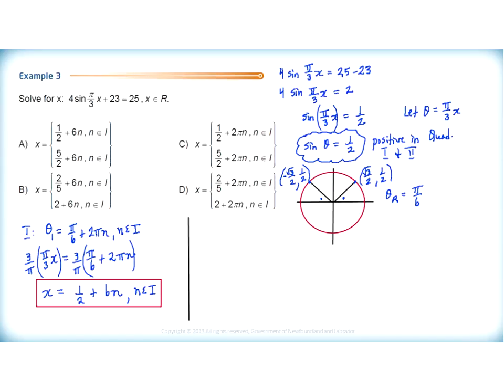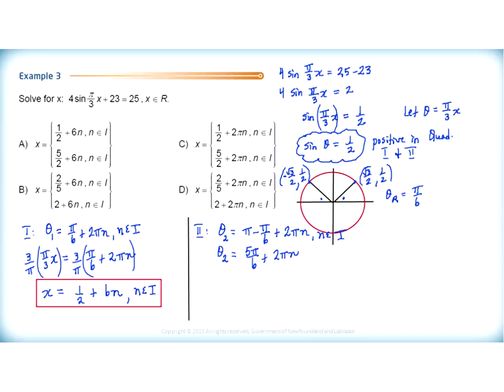Similarly, in quadrant 2, we can determine the second value for theta to equal, that's the same as pi minus the related reference angle, pi over 6. And then we still have to add multiples of 2 pi n, where n belongs to the set of integers. So we have theta 2 would equal, pi is the same as 6 pi over 6 minus pi over 6. So we have 5 pi over 6 plus 2 pi n.